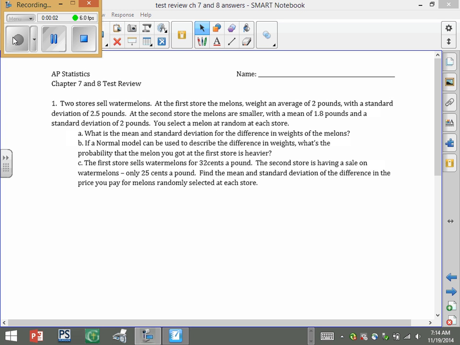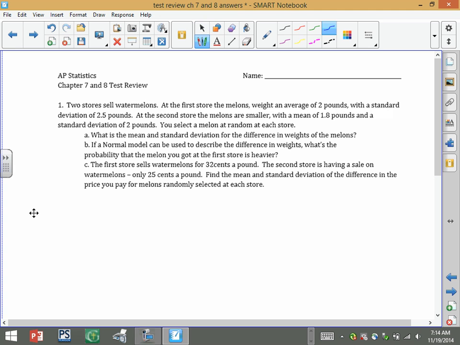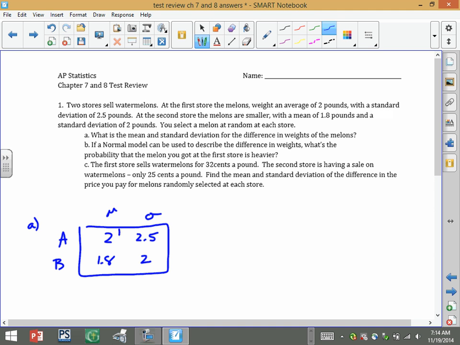So the Unit 5 review sheet. Number one, two stores sell watermelons. First store, right? I'm going to just make a chart for this. Store A, you got an average of 2, standard deviation of 2.5. And at store B, average is 1.8, standard deviation of 2. So I'll just make myself a quick chart.